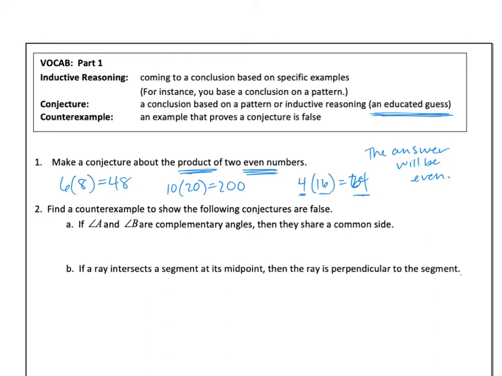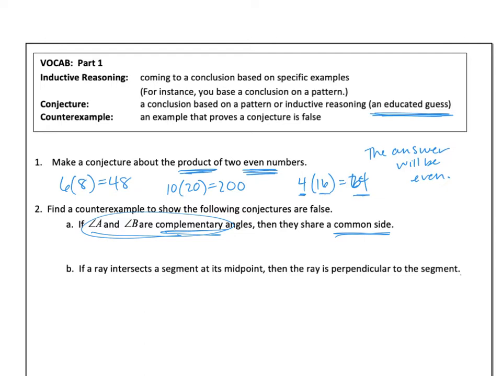Number two, find a counterexample to show that the following conjectures are false. So this time somebody made a conjecture like part A. Angle A and angle B are complementary angles. And if they're complementary angles, then they share a common side. Okay, well, that's what somebody thinks. Can we prove that that is wrong, that that's false? Just because two angles are complementary, do they have to have a common side?